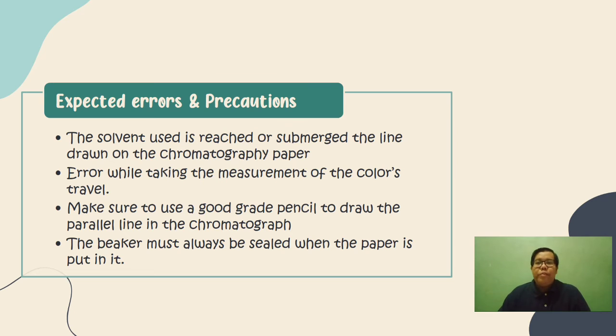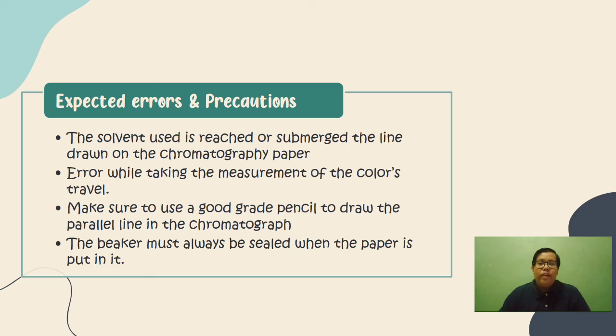While doing this experiment, we faced some theoretical errors which may lead to unexpected and different results. First, the solvent used reached the line drawn on the chromatography paper, and we needed to redo this step until the solvent could not reach the line. This error can affect the dots of the colored mixture, which then cannot travel with the solvent. In addition, the result cannot be obtained if the solvent reaches the observed dots of the colored mixture.